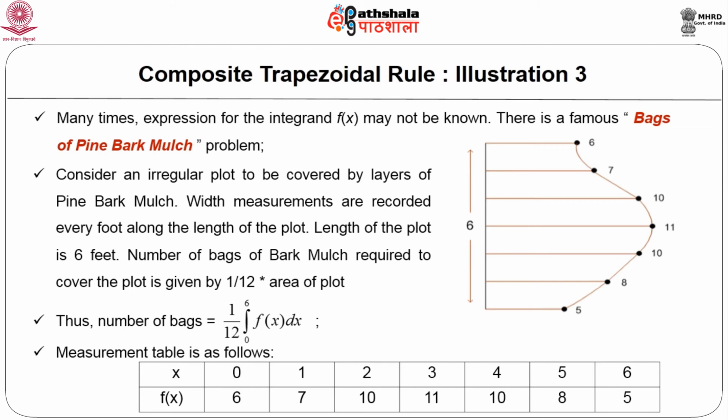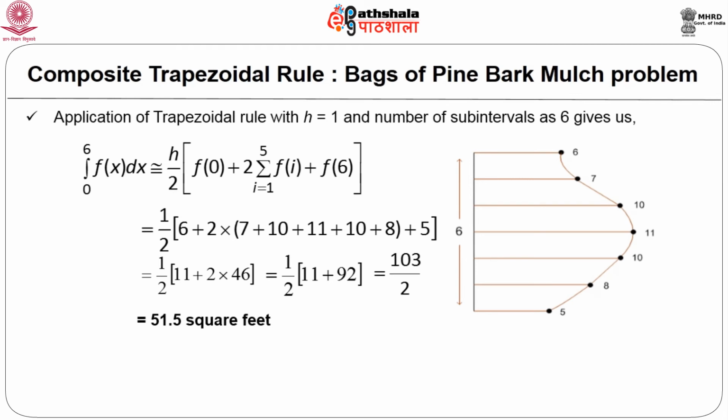Now the area of the plot will be the integral from 0 to 6 of f(x) dx. We apply the composite form: h by 2 outside, f0 plus 2 times (f1 plus f2 plus f3 plus f4 plus f5) plus f6. We have measured h as 1. So, 1 by 2 inside the bracket 6 plus 5 plus 2 into (7 plus 10 plus 11 plus 10 plus 8), and that gives 1 upon 2 into the bracket 11 plus 2 into 46, that is 11 plus 92, it is 103 by 2, 51.5.